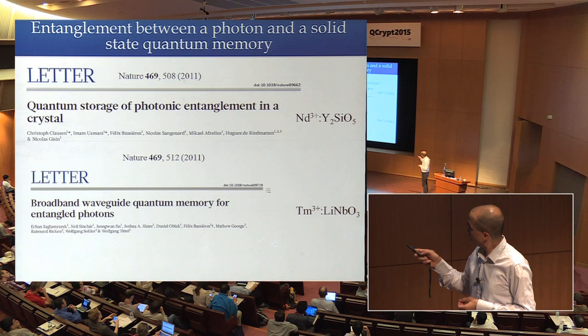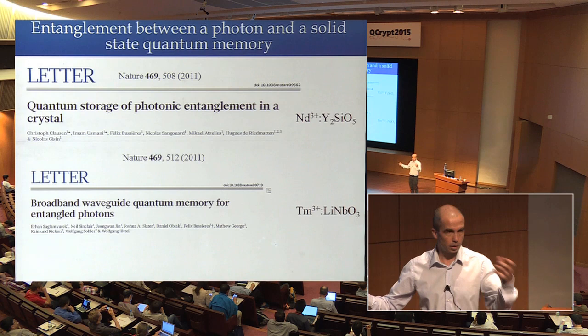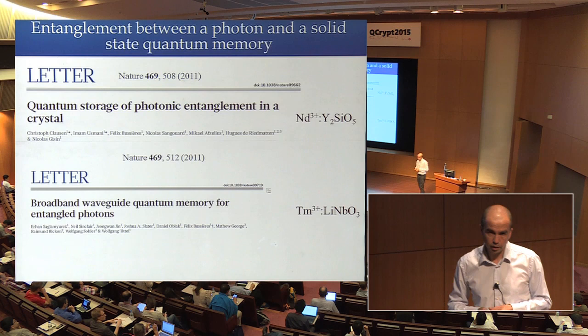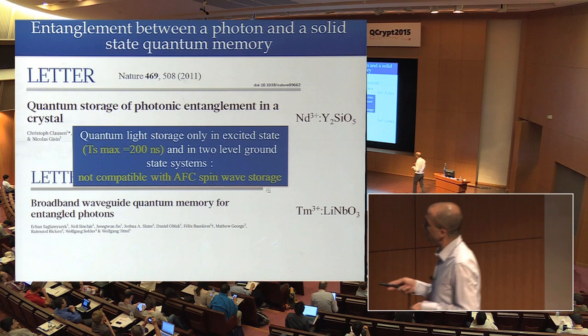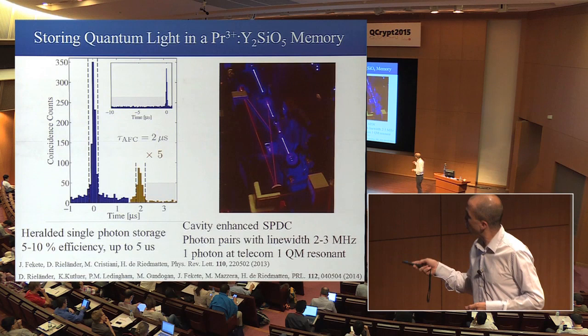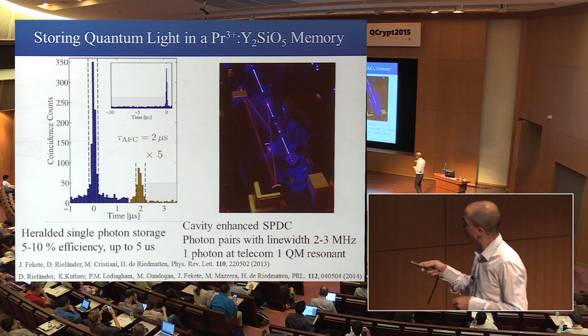This has been used in several experiments to create entanglement between a telecom photon and a crystal. In 2011, there were these two experiments in Geneva, in Nicolas Gisin's group, and Wolfgang Tittel's group in Calgary, using a neodymium crystal and thulium. This was done for a very short storage time, a few hundred nanoseconds, and in a system which was not compatible with extension of this scheme where we can go to the ground state. So we also did in Barcelona this experiment where we could extend the storage time up to 5 microseconds, still in the excited state, using our cavity and praseodymium doped memory.